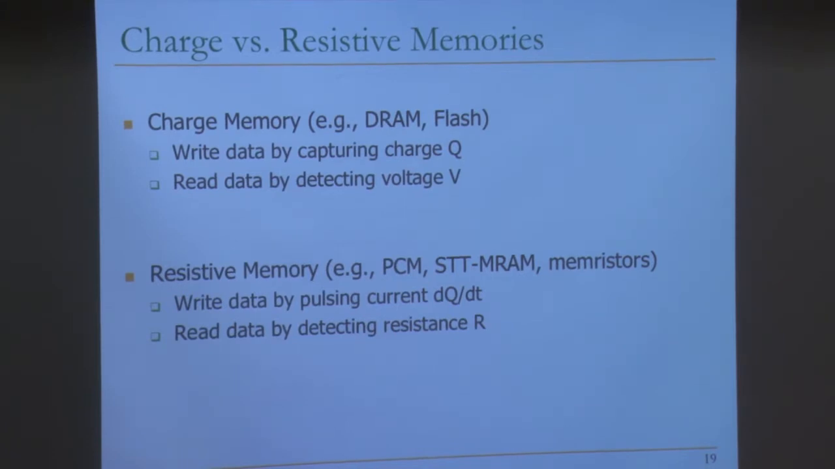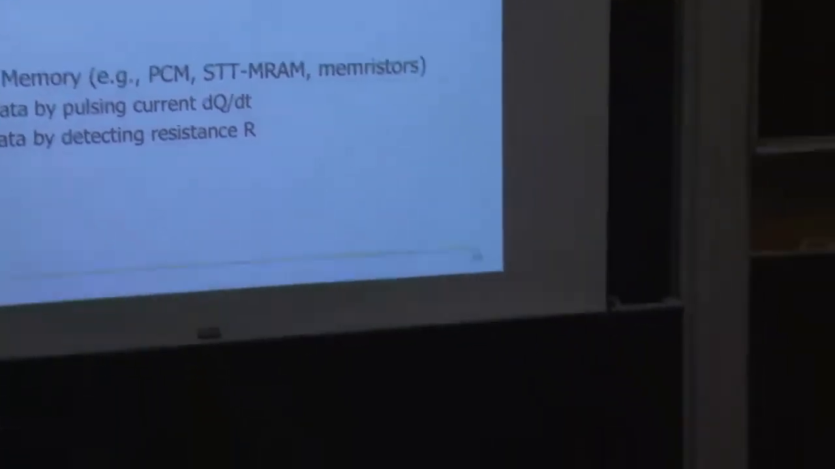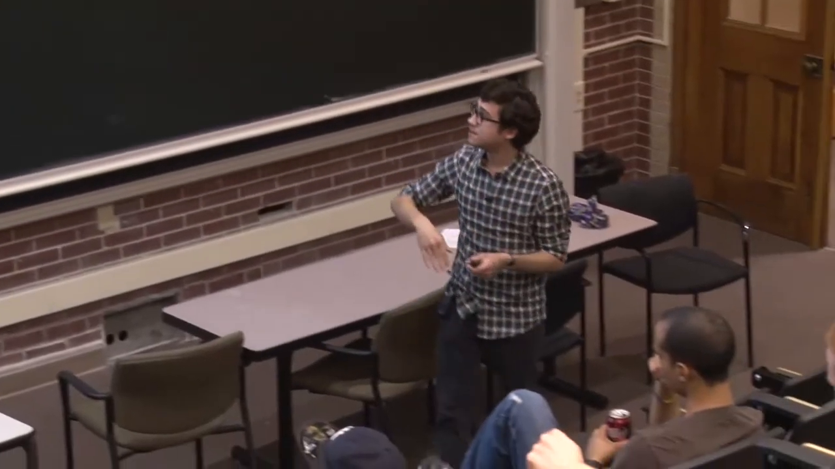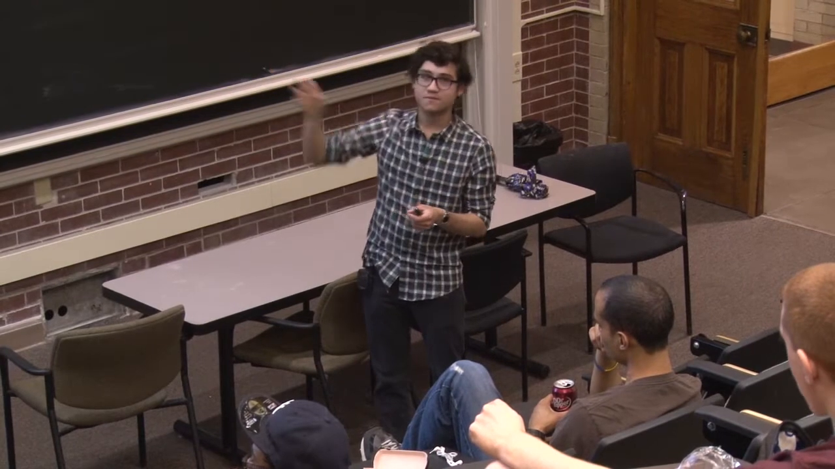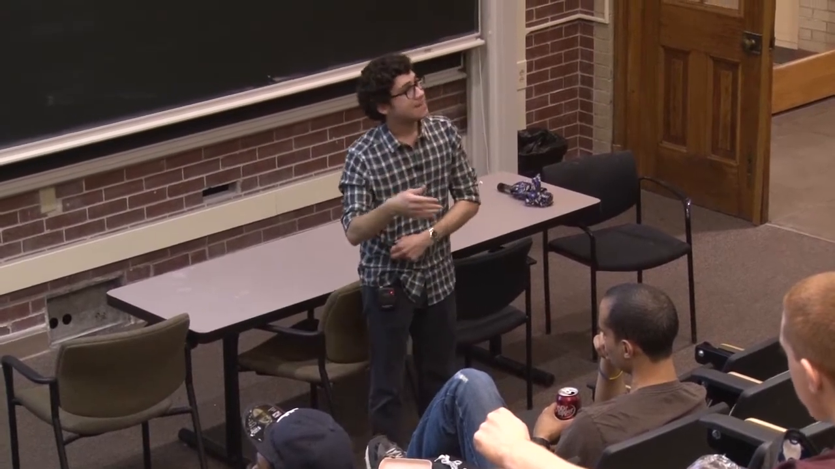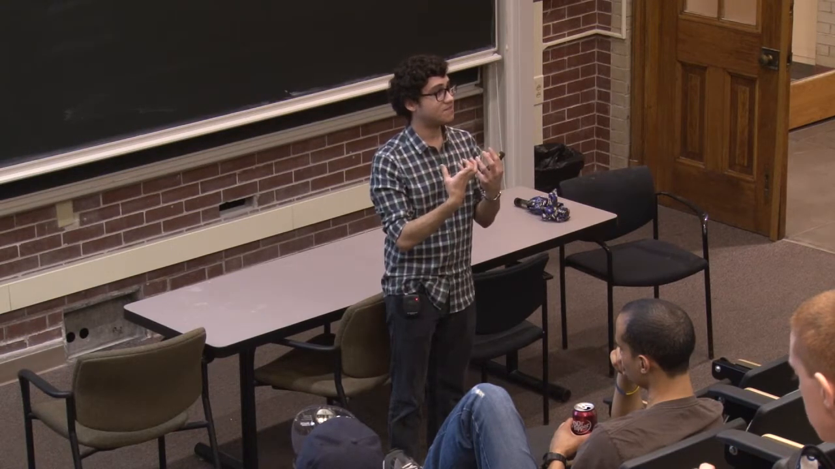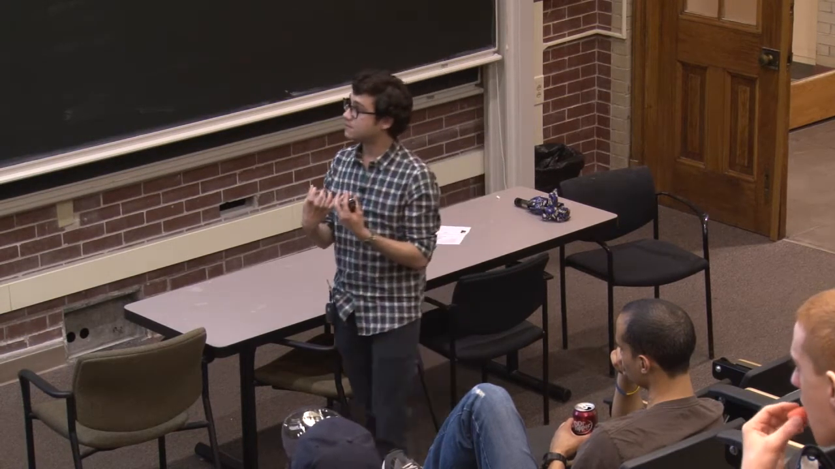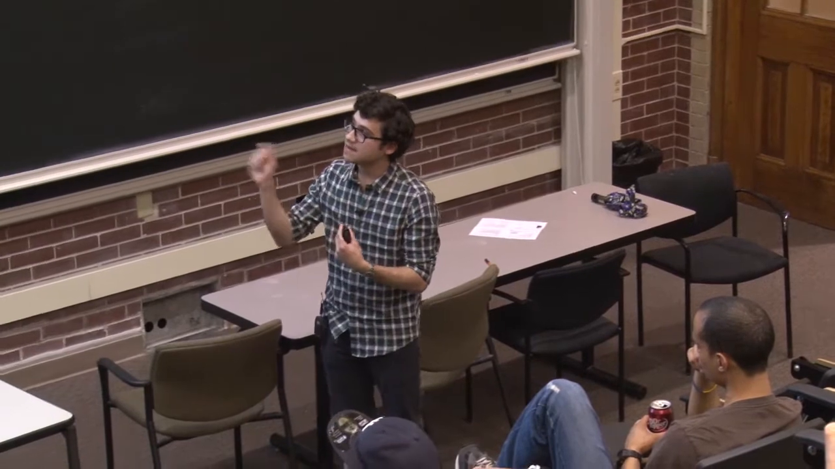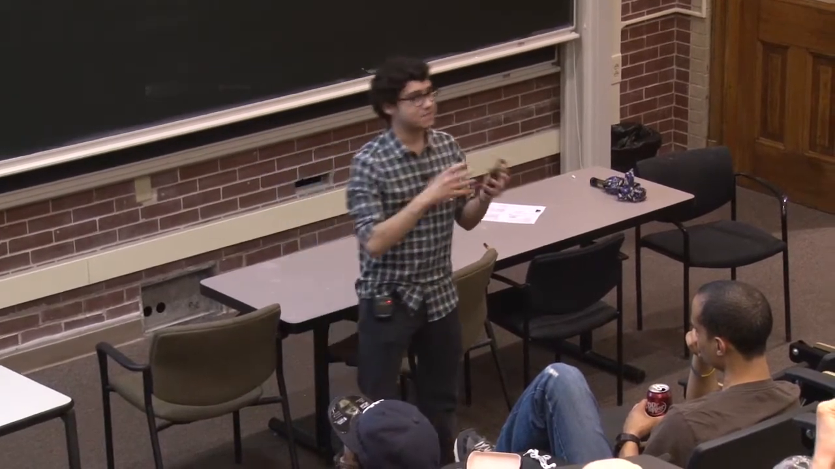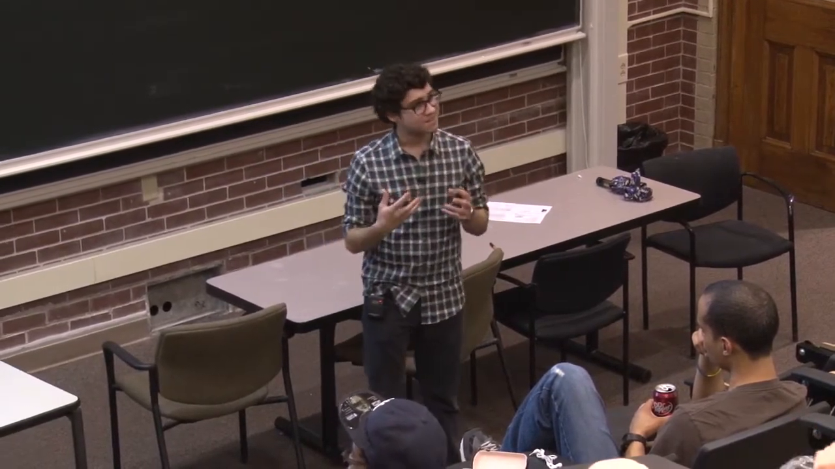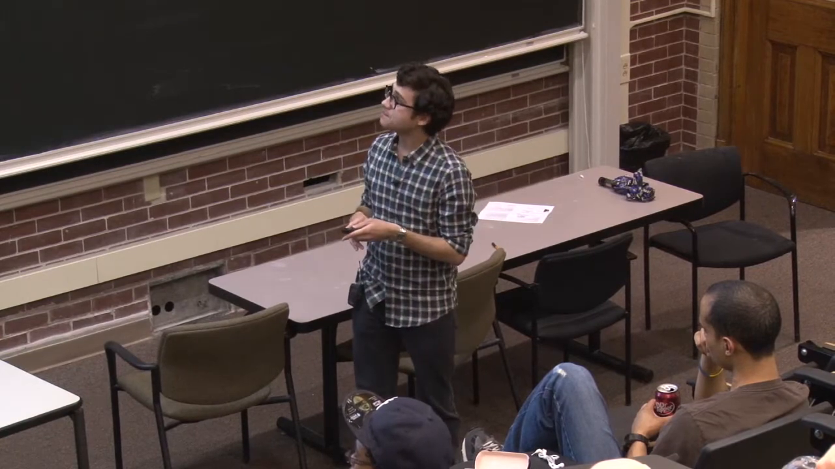Resistive memories, in contrast, these are like the ones we've been talking about, they write data by pulsing a current. So they pulse some current for some amount of time, and that actually modifies the physical state of the cell itself. And we'll see a more detailed example. And they read data by detecting the resistance of that changed state of the cell.